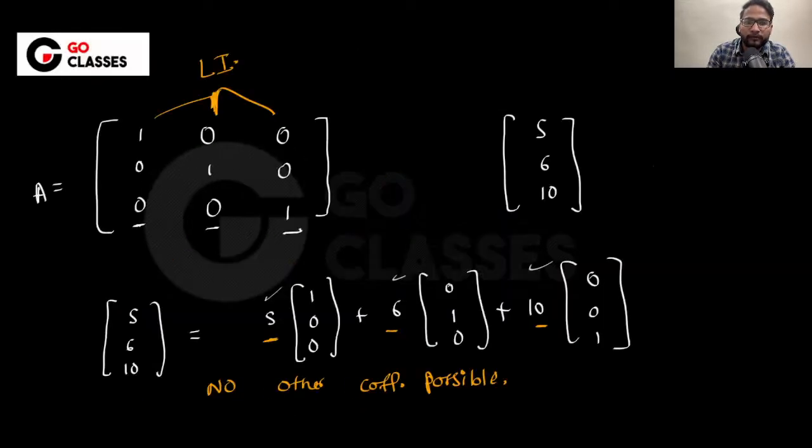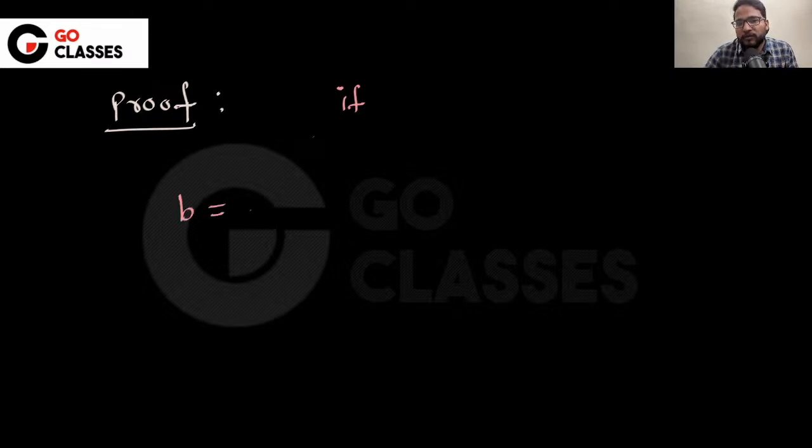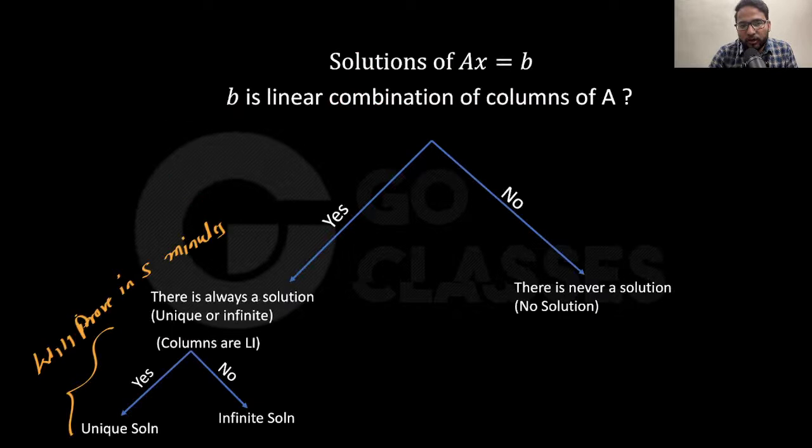So what I'm going to do? Okay, let me just prove it. Proof. What I'm going to prove is that B is a linear combination of columns of A, which is given, right? If B is a linear combination of columns of A, and the columns are linearly independent, then there is a unique solution. That's what I'm going to prove.